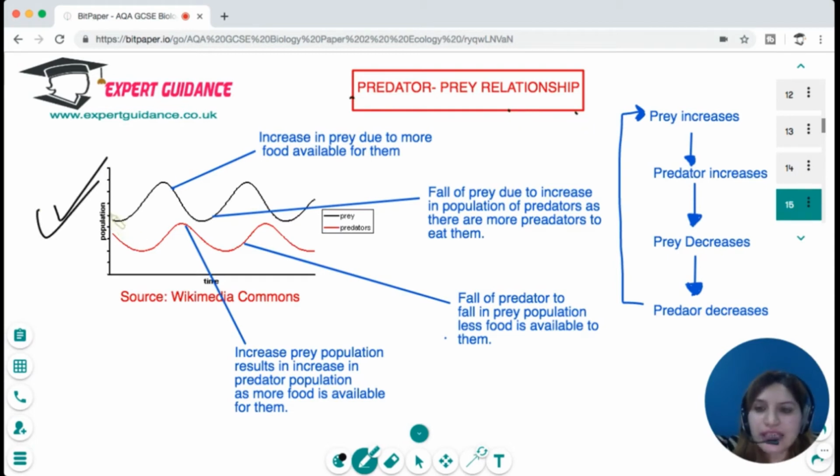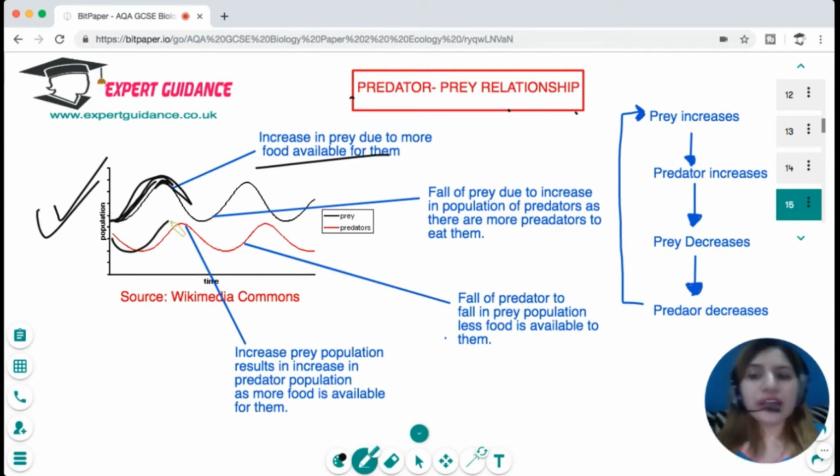Now, you can see in this graph what is happening is, first of all, there's an increase in prey due to more food available for them. When there's an increase in prey, what will happen? The predators will also increase because there'll be more food for them. But as predators increase, it will cause a fall in the prey because all the prey will be eaten up. Now, as the prey decreases, the predator also decreases because of no food available for the predators.